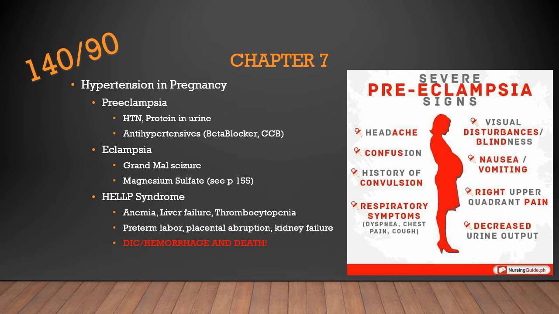And basically there's reduced organ perfusion and vasospasm and endothelial activation that causes kind of a multi-system organ dysfunction throughout the body, which leads to spilling of protein into the urine. The only cure for preeclampsia or eclampsia, if it gets worse, is delivery of the neonate and the placenta.